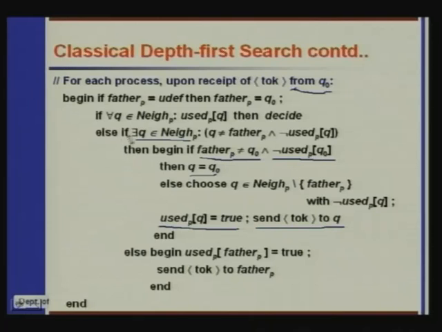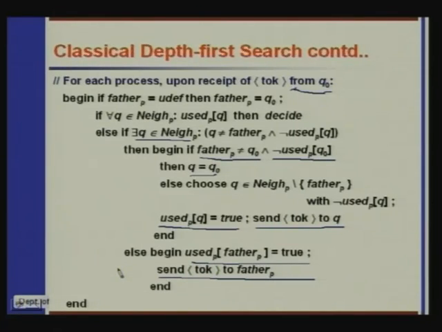Now, all this is under the case that there is some neighbor other than the father which is not yet visited. Now, if there is no such neighbor, only the father is left which is not used, then this is the last step. We set used P father P to true and send token to father P and then end, because after sending the token back to the father I am done, right.